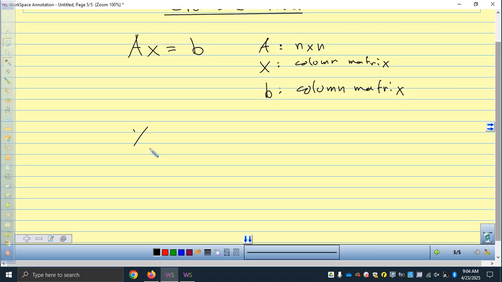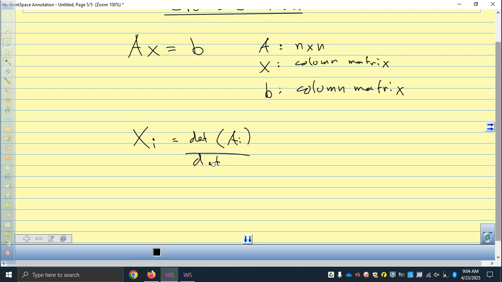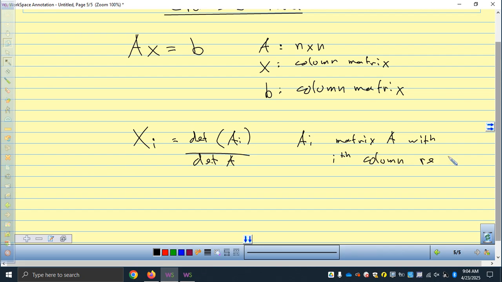So our ith variable, x sub i, is the determinant of A sub i over the determinant of A. And what we mean by A sub i is matrix A with the ith column replaced by B.